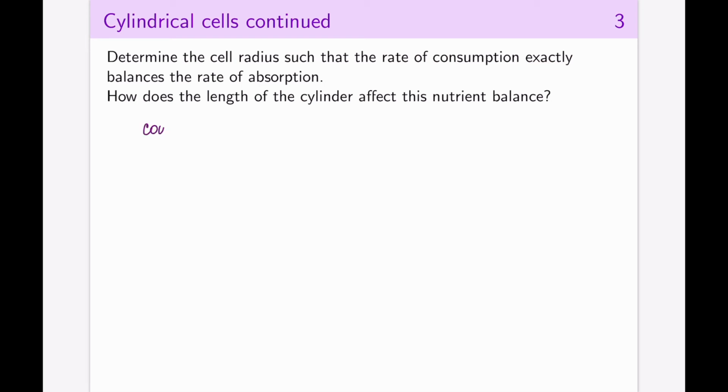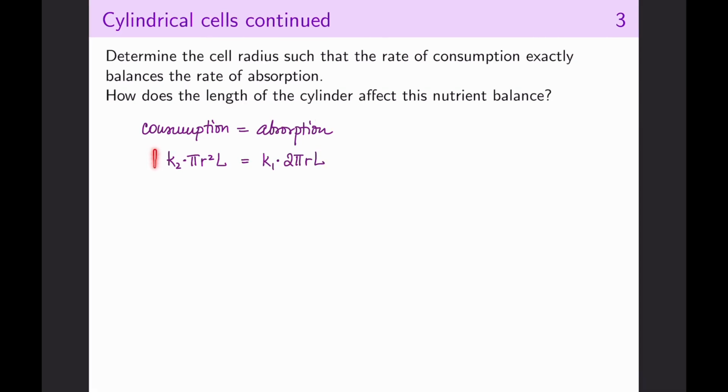So first of all, let's write that down. I would like the consumption to equal the absorption. And so from the previous slide, I have that the consumption is proportional to the volume, so K2 times pi r squared L, and the absorption is proportional to the surface area, which is proportionality constant K1 times 2 pi r L. So let's take a look at this equation here.